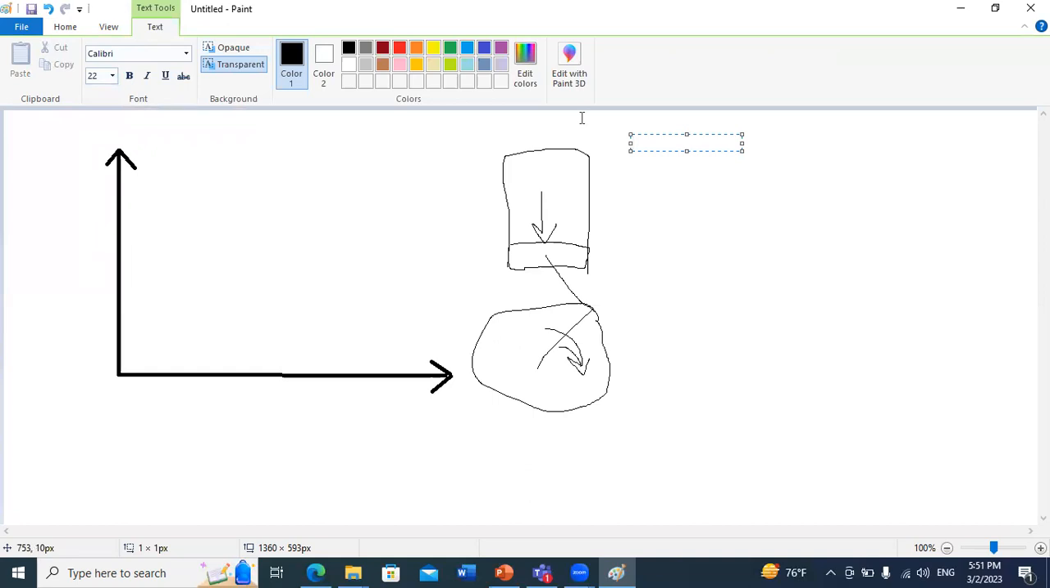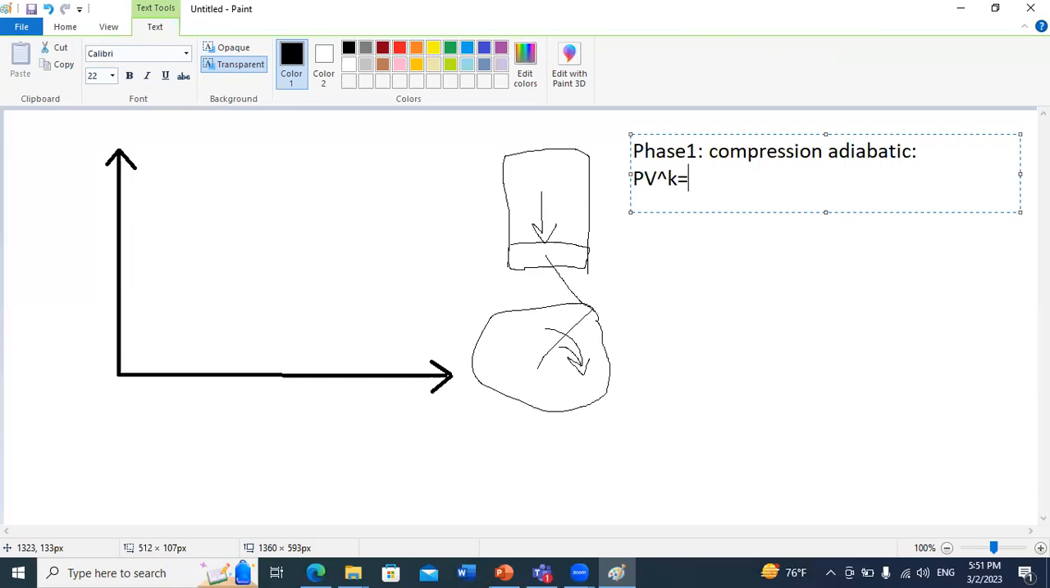So in phase one, we can consider that we have the compression, and as I told you, we can model it as adiabatic. So we can say we have a compression that is adiabatic, and we give you the equation for the adiabatic process: PV^K is equal to a constant.